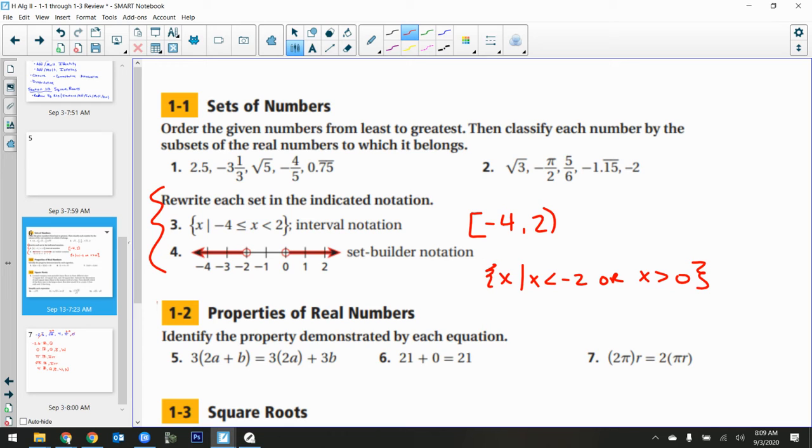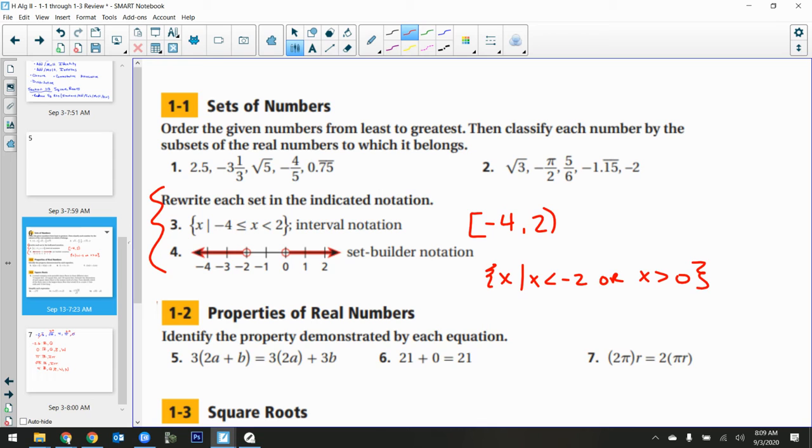Should I have narrowed my focus at all? Do I need to say just integers? Do I need to say just whole numbers? No. Remember, if you wanted to, you'd have to say, and x is an element of whole numbers or something like that. So x is less than negative 2, x is greater than 0.